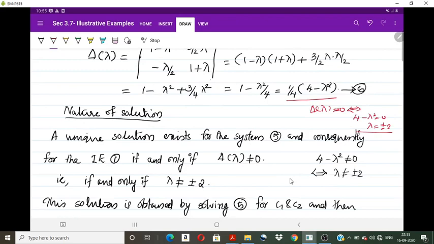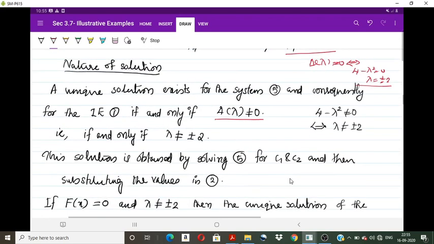So the integral equation has a unique solution if and only if the determinant delta of lambda is not equal to 0, or lambda not equal to plus or minus 2. And this solution is obtained by solving 5 for C1 and C2 and then substituting these values in equation number 2.